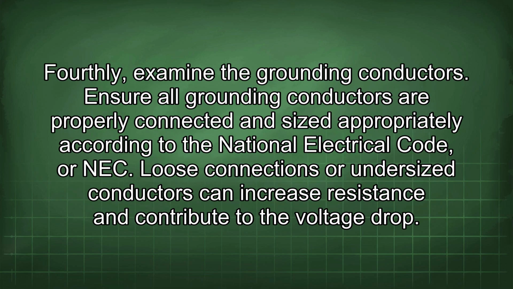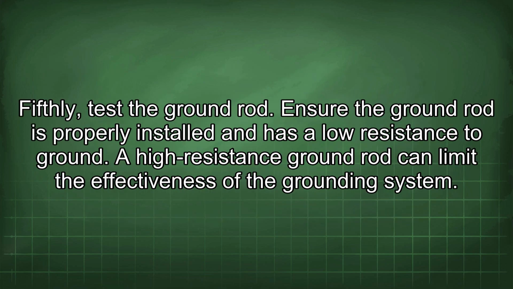Fourthly, examine the grounding conductors. Ensure all grounding conductors are properly connected and sized appropriately according to the National Electrical Code, or NEC. Loose connections or undersized conductors can increase resistance and contribute to the voltage drop. Fifthly, test the ground rod. Ensure the ground rod is properly installed and has a low resistance to ground. A high resistance ground rod can limit the effectiveness of the grounding system.